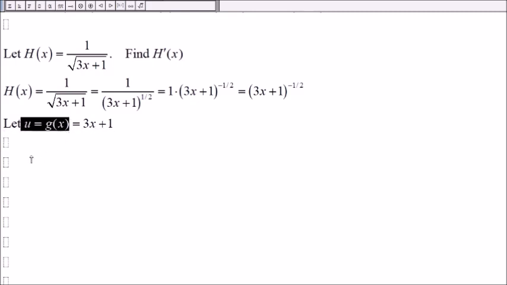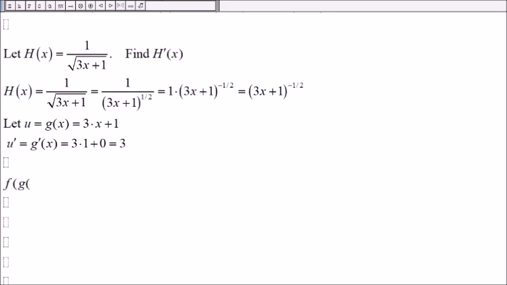And so the derivative of u, which is the derivative of g: the derivative of 3 times x is just 3, or 3 times 1. This is multiplication right here. This is 3 times x, so the derivative is 3 times the derivative of x, and the derivative of x is 1. And then the derivative of the constant is 0. So we get 3.